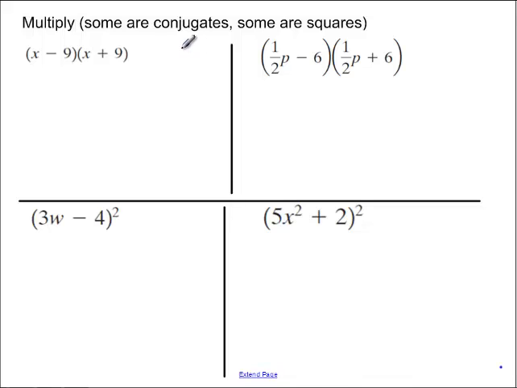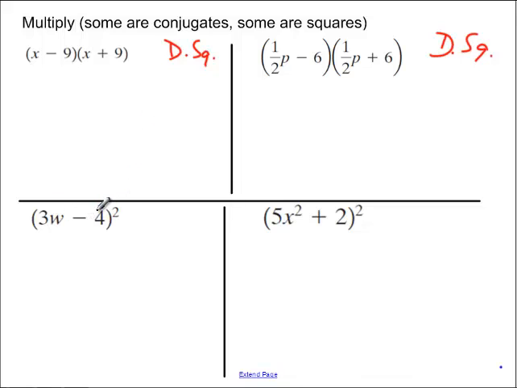Alright, so this one should be, I've got an a term, I've got a b term, that's exactly the same, but this is subtraction, this is addition, this should be a difference of squares. Let's see, I've got an a term, 1/2 p, and 1/2 p is exactly the same. I've got a 6 and I've got a 6. I've got a difference here and an addition here. This would be the difference of squares.